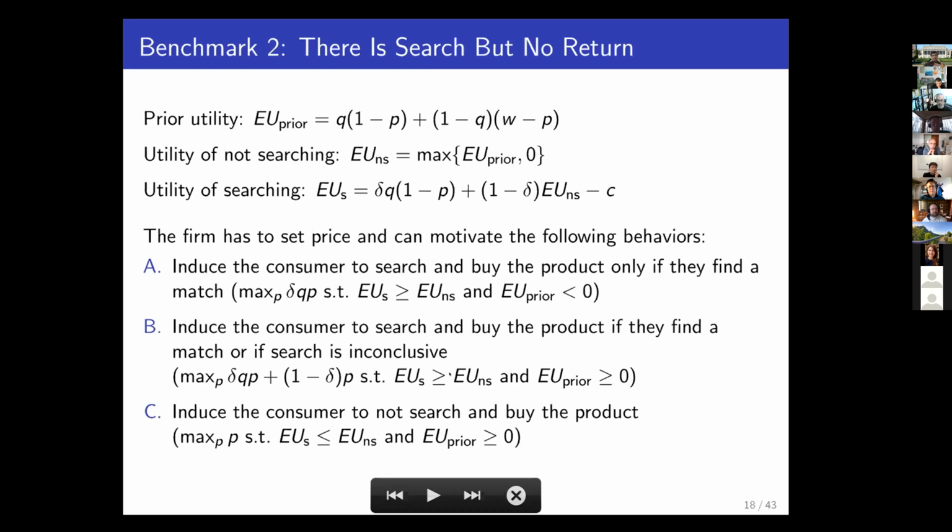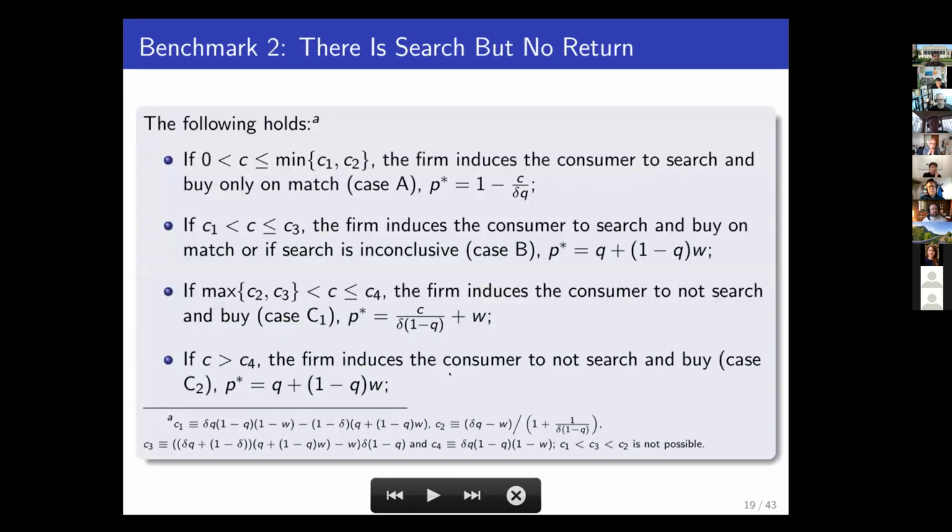So this again is a very standard search setting. What happens depends on the search cost. For low search cost, the firm induces the consumer to search and buy only on match. A little bit higher, the firm induces the consumer to search and buy on match, or if the search is inconclusive. Further, the firm induces the consumer to not search and buy at this price. And if the search cost is even higher, then the firm induces the consumer to not search and buy at this higher price. This price is lower than this price.